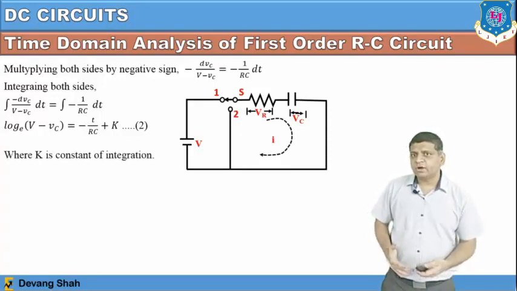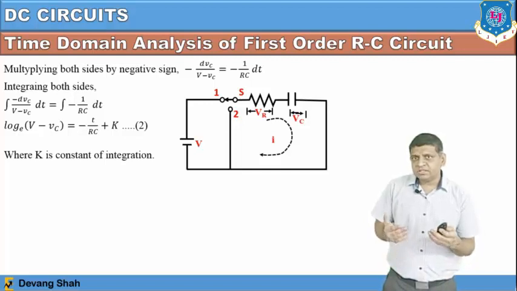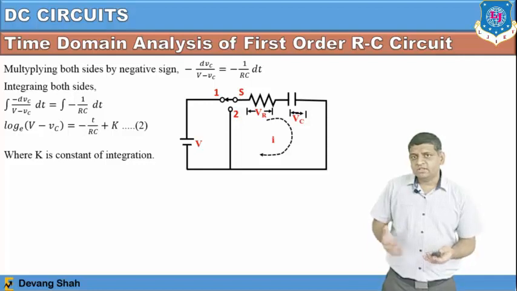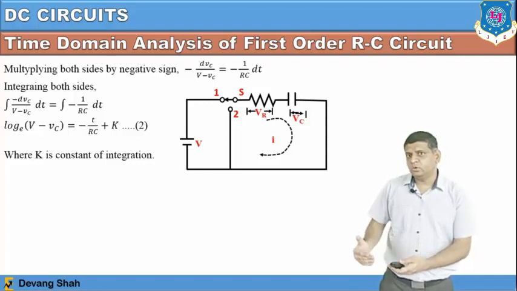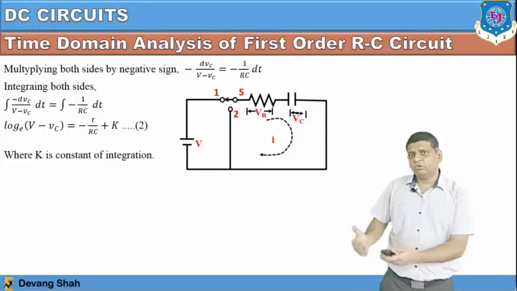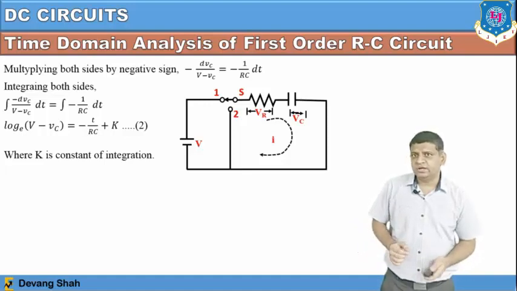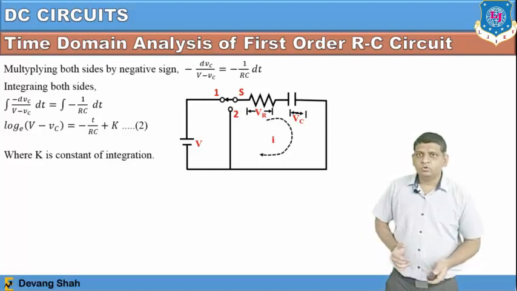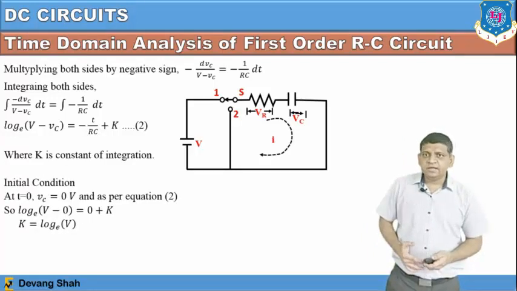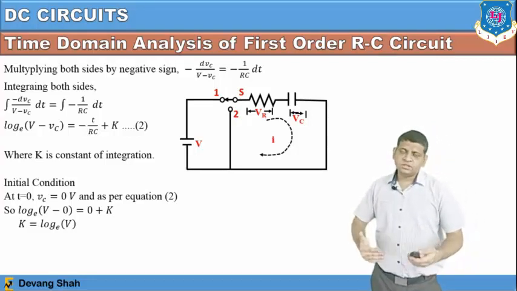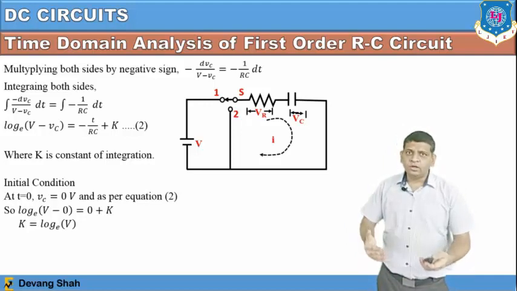So my first job is to find K. This K will represent the initial condition when the switch is connected to position 1. When the switch is connected to position 1, current flows through the capacitor. This condition is the initial condition, so at the initial condition time t must be equal to 0. When I take t equal to 0, the voltage across the capacitor must be 0. This particular term I am going to put in equation number 2.